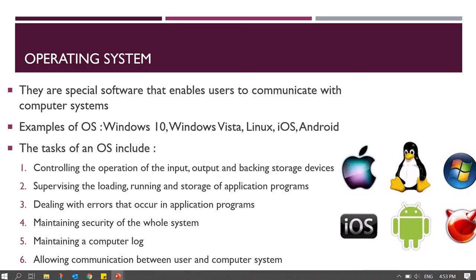Going back to our lesson, we are first going to discuss what really is an operating system. We learned before that it was a special system software, and it was to help us as users to communicate with the computer system. Now, an OS is so vast in its functionalities. The operating system does so many things, such as controlling the operation of all the other devices, which is input, output, storage, and it supervises the loading, running, and storage of application programs.